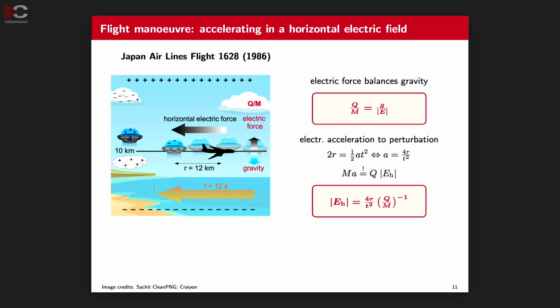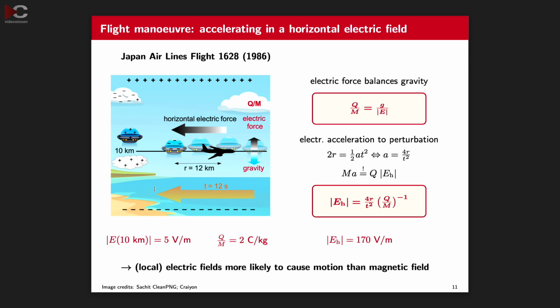So we end up with the equation in the second red box here, that the electrical field in horizontal direction is now given in terms of the distance which is traveled, the time it takes, and again our Q/M ratio of the UFO, which has been found by the hovering condition in the first maneuver already.